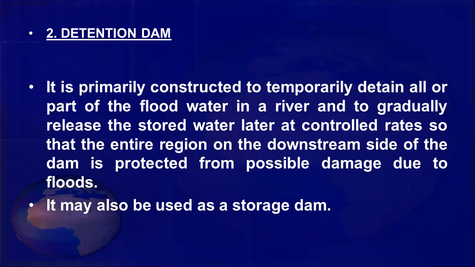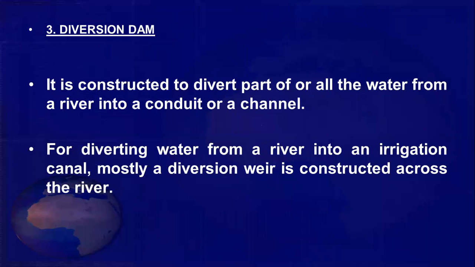Detention dam, it is primarily constructed to temporarily detain the amount of water or part of flood water. So detention is to detain the flow of water for a certain duration, for temporary purposes. This type of detention dam is constructed whenever there is a large area to be constructed and the water flow is there, then to prevent that water flow, the detention dams can be constructed.